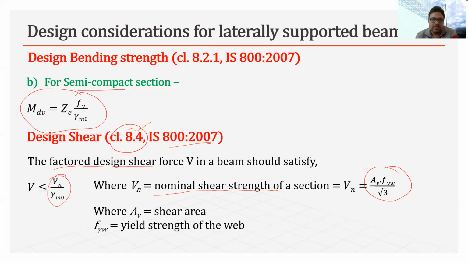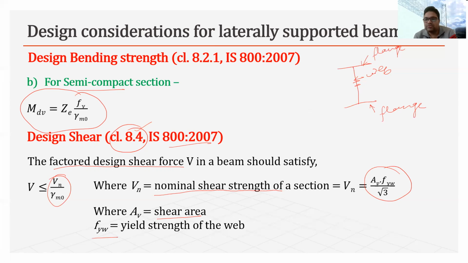So this is Av as shear area and Fyw, the yield strength of the web. Well, I would like to mention here that generally in an I section beam, we assume that only the web resists the shear. This is called the web, and this part is called flange, and this part is also flange. So we assume that generally the shear force is resisted by the web only.